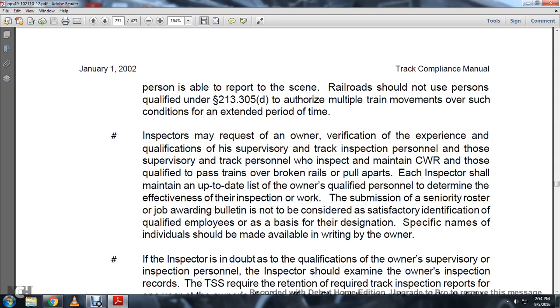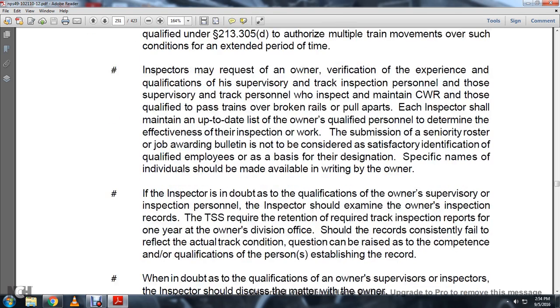Each inspector should maintain an up-to-date list of the owner's qualified personnel to determine the effectiveness of their inspection or work. The submission of a seniority roster or job awarding bulletin is not to be considered satisfactory identification of the qualified employees. The basis of their designation, with specific names of individuals, should be made available in writing by the owner.